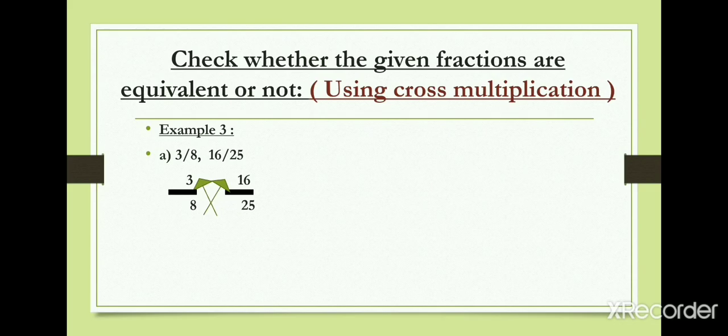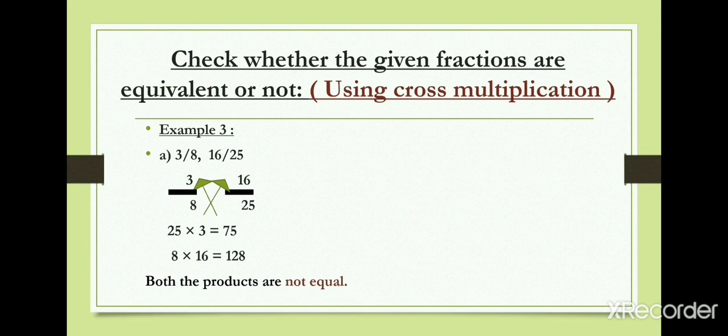This is the method of cross multiplication. For that, I am putting the cross symbol in between the fractions. The arrow mark denotes which numbers we have to multiply. First, multiply the numbers 25 and 3, that is the denominator and the numerator of the opposite fractions. So 25 into 3 is equal to 75. Then 8 into 16, which gives us 128.